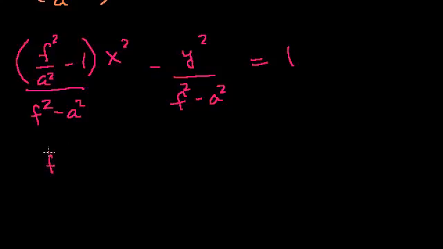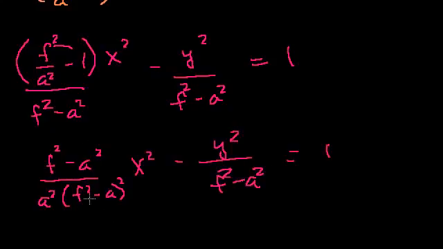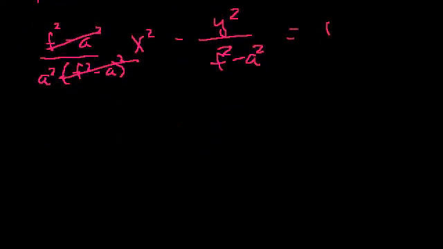If I multiply it, it becomes f squared minus a squared. I'm just multiplying that times a squared. And the denominator becomes a squared times f squared minus a squared. And all of that times x squared minus y squared times f squared minus a squared is equal to 1. This cancels with this. And we get something that's starting to look like the equation of a hyperbola. My energy is coming back. It seems like I see the light at the end of the tunnel.